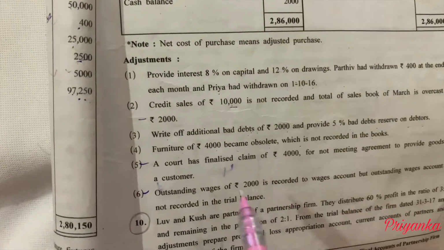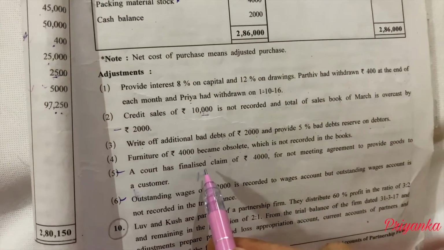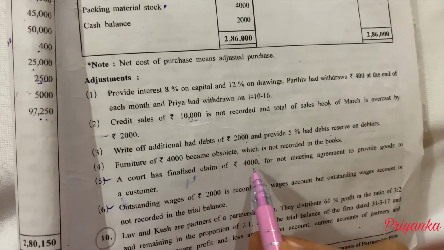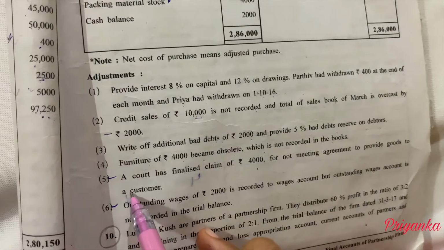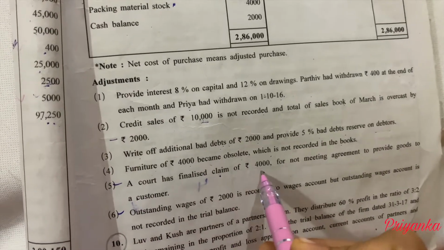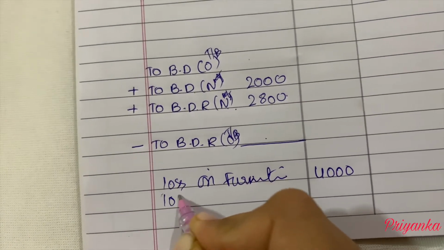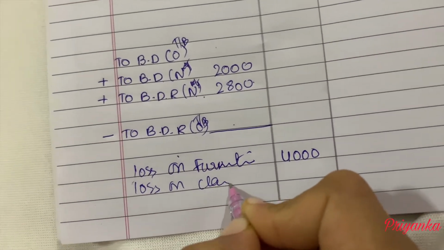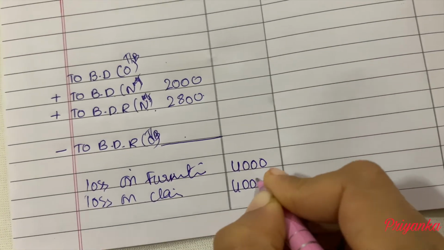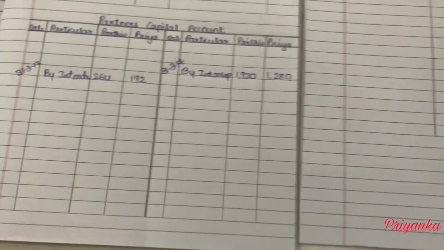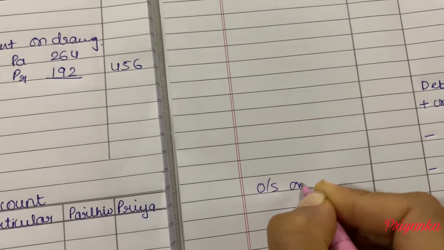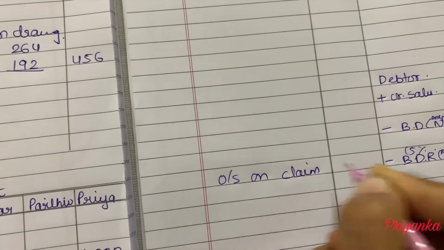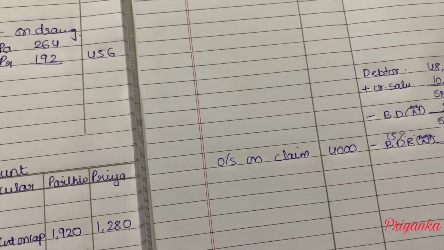Next adjustment, a court has finalized a claim of rupees 4,000 for not meeting an agreement to provide goods to a customer. Now this claim again becomes a loss for us, so take this 4,000 over here and write down loss on claim 4,000, and still we have not paid, so it will become our liability. So outstanding on claim will come in as 4,000.